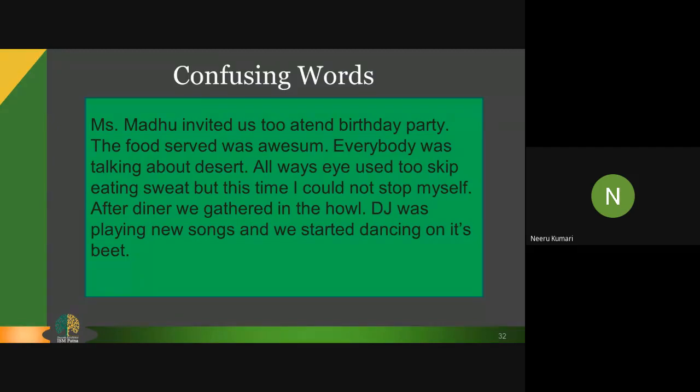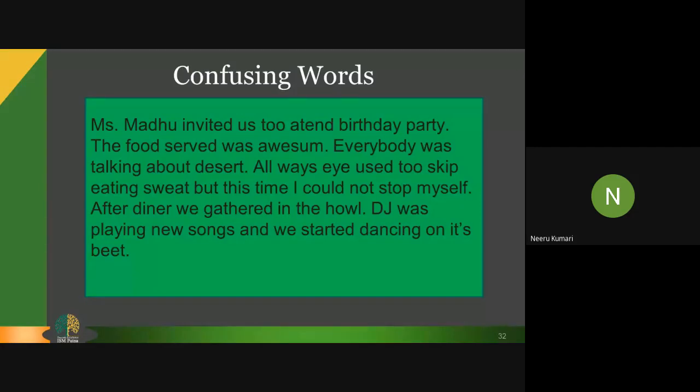Miss Madhu invited us to attend birthday party. The food served was awesome. Everybody was talking about dessert. Always I used to skip eating sweet, but this time I could not stop myself. After dinner, we gathered in the hall. DJ was playing new songs and we started dancing on its beat.